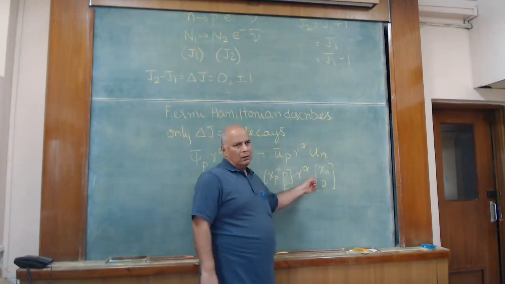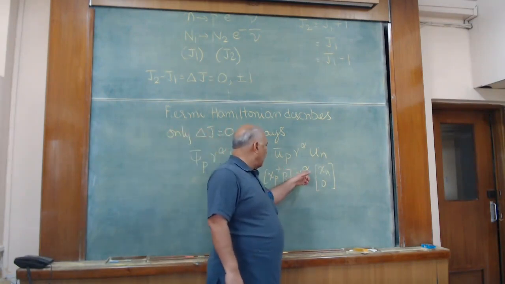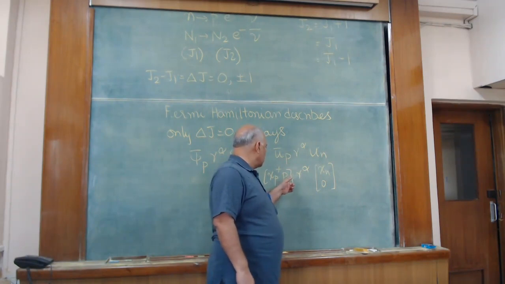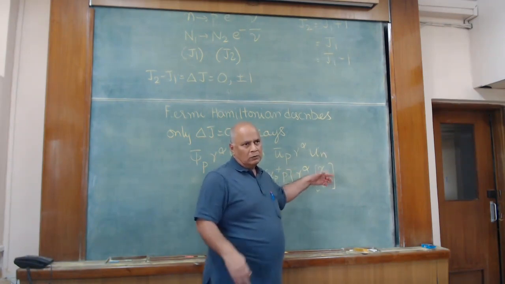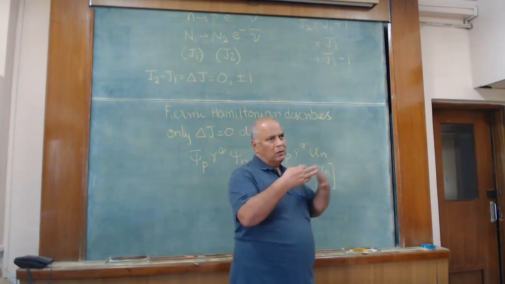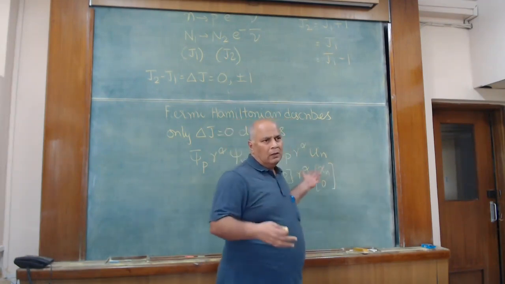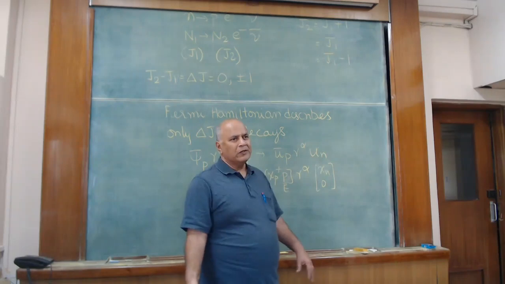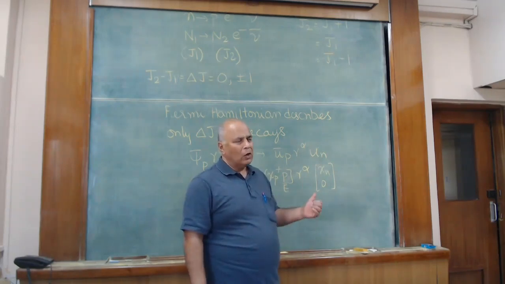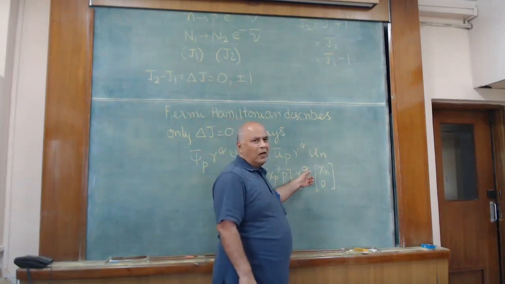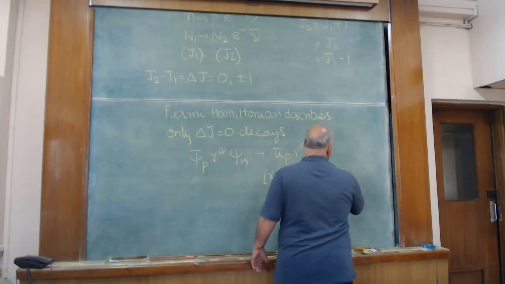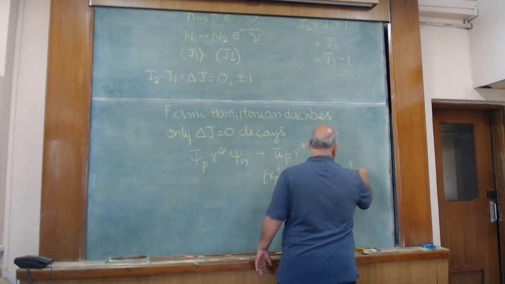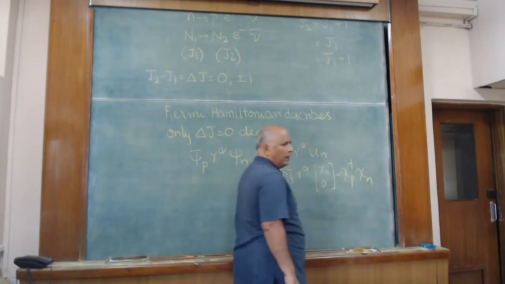So the gamma i couples this small P by E to chi n. So the corresponding amplitude is quite small. The dominant amplitude comes from gamma 0, which means that this looks like chi p dagger chi n.